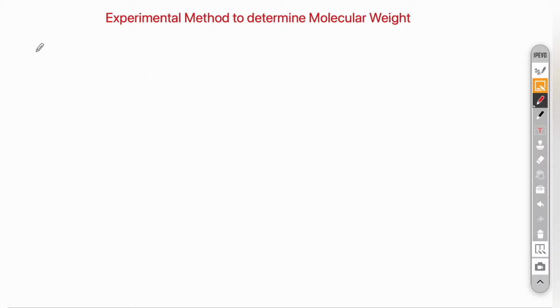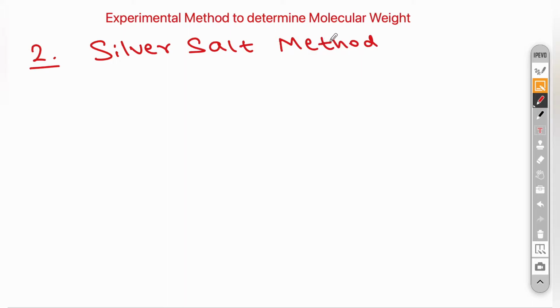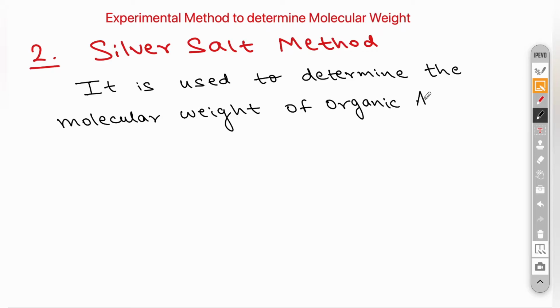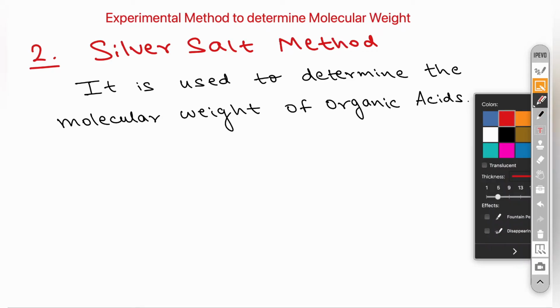Today we are going to talk about experimental methods to determine molecular weight. For this purpose we will write the second method, which is the silver salt method. We have already discussed the first method, which was the Victor Meyer method. Now we will talk about the silver salt method. It is used to determine the molecular weight of organic acids. So this method is specifically for organic acids.